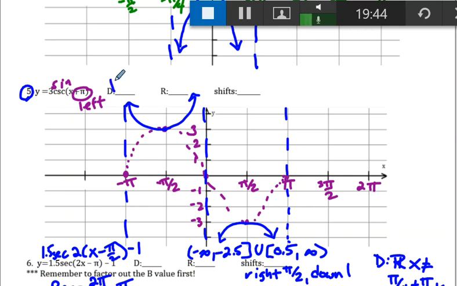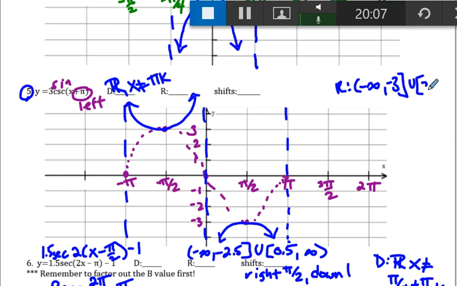All right, your domain is all real numbers. X does not equal what? K pi or pi k, your choice. And the range is going to be, I'll write it over here, negative infinity up to what? Negative 3. And then 3 to infinity. And we said we shifted left pi.